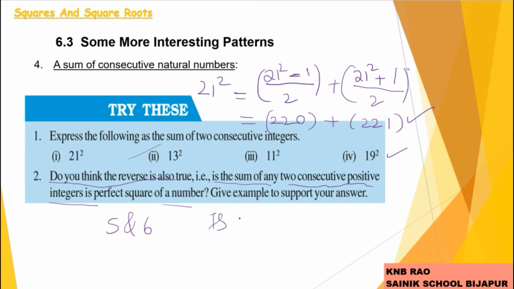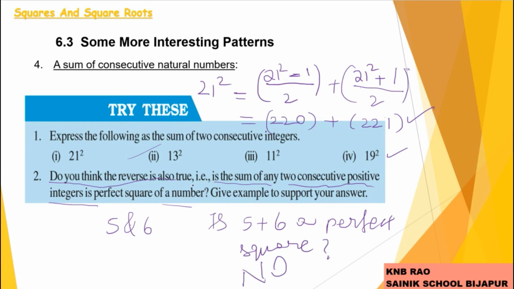Is 5 plus 6 a perfect square? No. So it is a big no. That means, is the reverse true? No. Reverse need not be true. So you can give some more examples to support your answer.